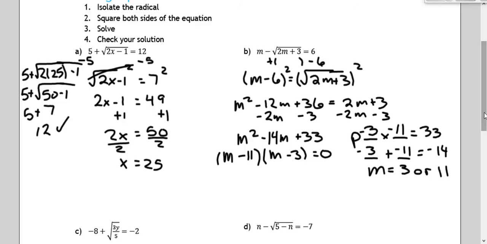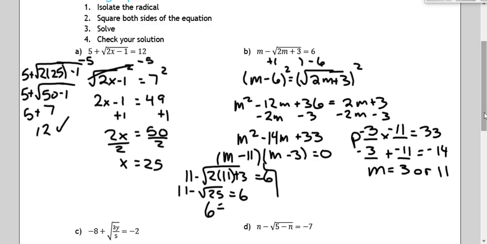So here this would be 11 minus the square root of 2 multiplied by 11 plus 3 is equal to 6. So 11 minus the square root of 25 equals 6. And yeah, 6 equals 6.